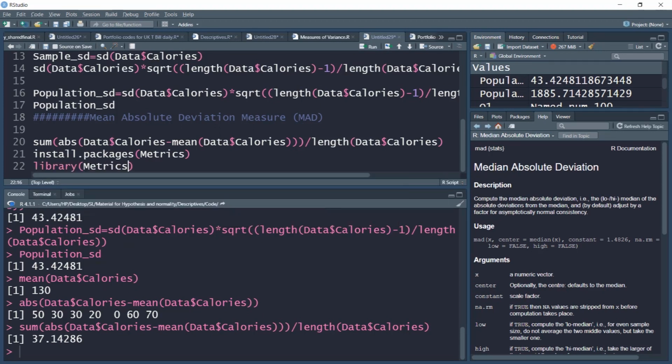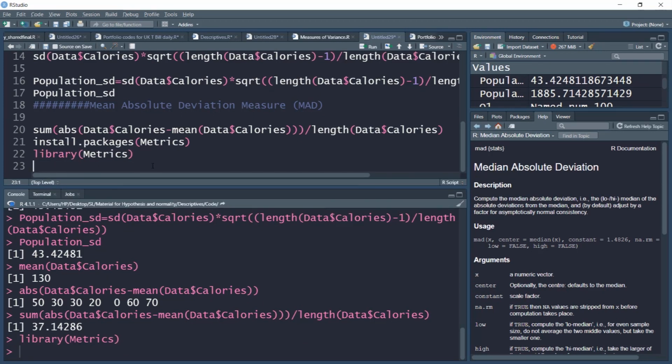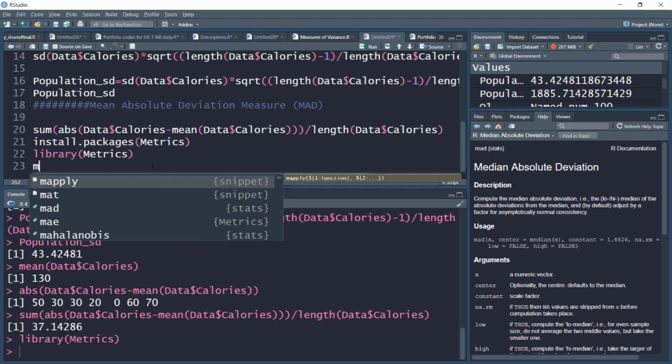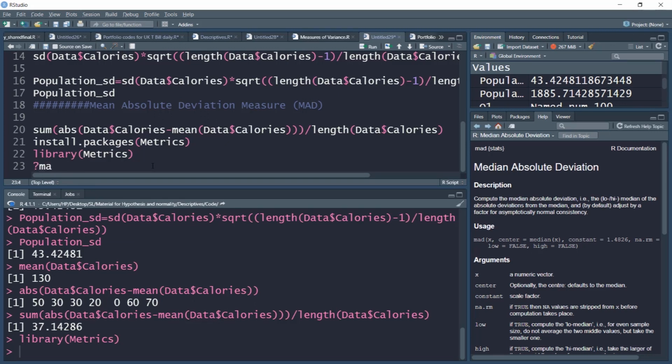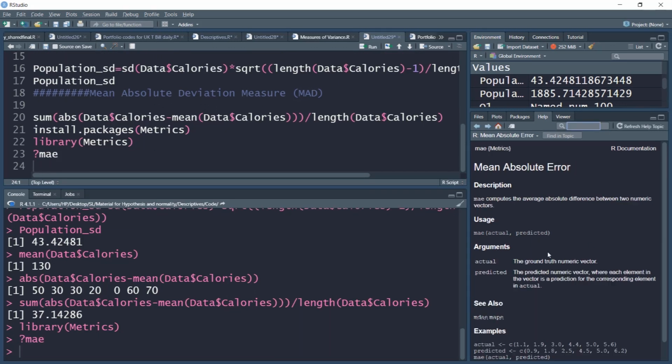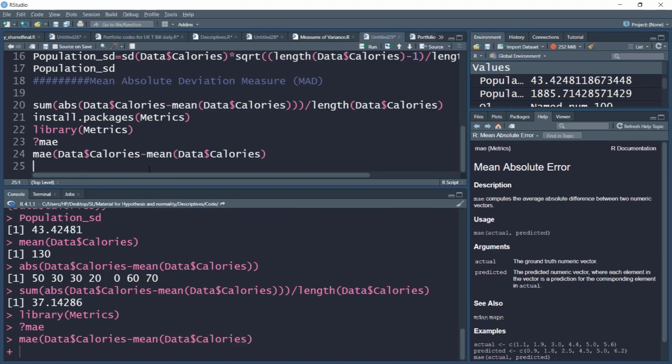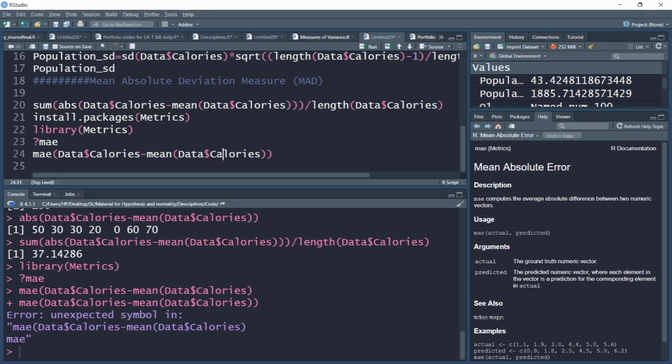That is quite easy. Once I have loaded it, I can use its functionalities, and a very important one is the MAE command. If you want to know more about this MAE command, you can simply type ?MAE, and notice this MAE gives you the absolute difference between vectors. So what I can do is write MAE, then use my vector of data, which is data$calories, and then compare it with the mean value, which I've already computed. And this will be my mean absolute error, or mean absolute deviation here in this particular case.